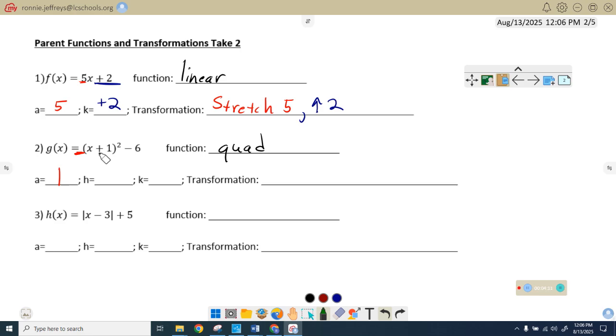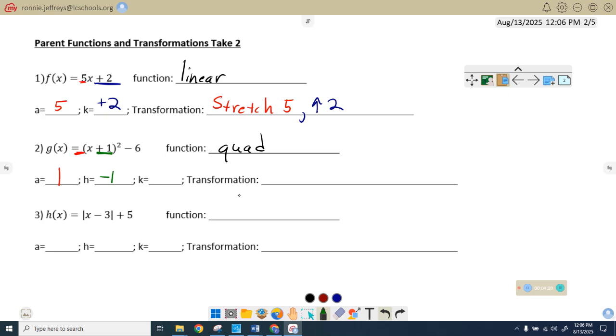All right. In here is where our H would be. And remember, the H value is the opposite of what's written. So if this is a +1, our H is... very good.